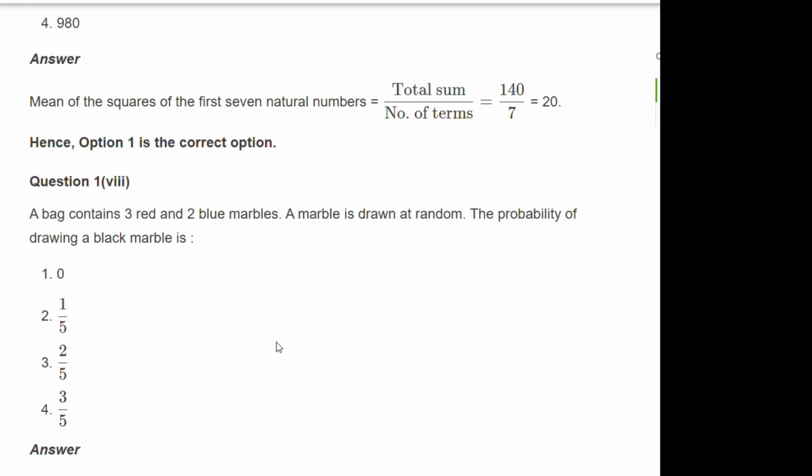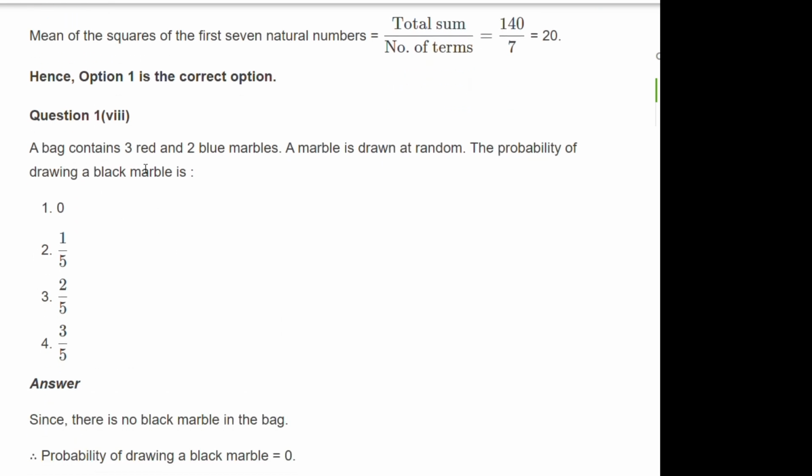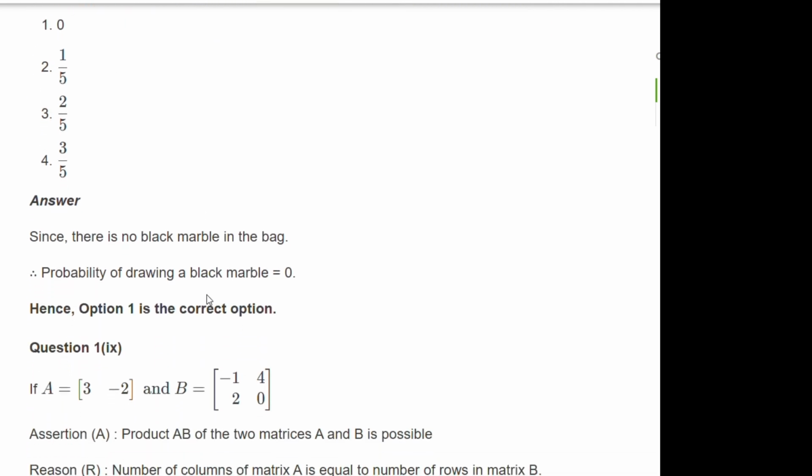Now next one. A bag contains 3 red and 2 blue marbles. A marble is drawn at random. The probability of drawing a black marble: there is no black marble. So the probability of a black marble is 0 divided by the total number of balls, which is 5. 0 divided by 5 is 0. So the answer is 0, option A.